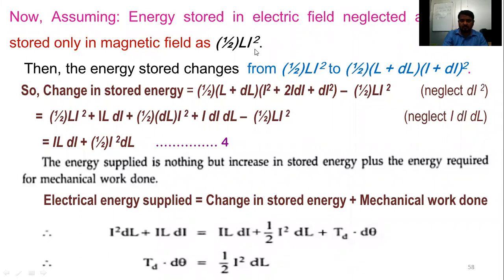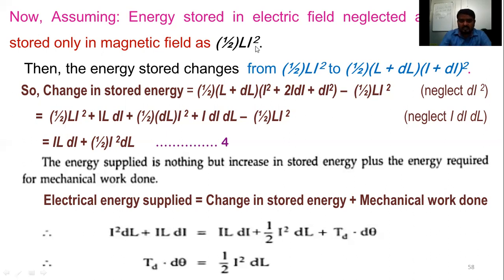Once we change the supply voltage, the energy stored in the magnetic field changes from 1 by 2 L i square to, with the 1 by 2 kept as it is, wherever L is there, initial condition the inductance is this much. Next it changes to L plus dL, the change in the inductance. So the magnetic energy stored changes from 1 by 2 L i square to 1 by 2 (L plus dL) into, in place of I square, (I plus dI) square. This you listen very carefully.